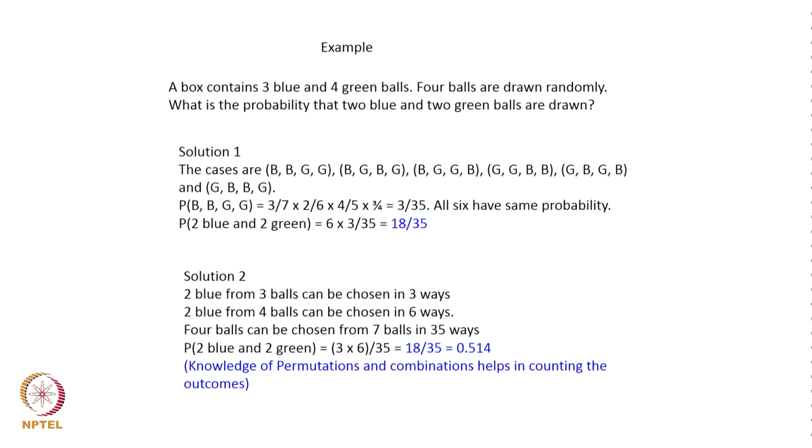4 balls out of 7 can be chosen in 7C4, which is equal to 7C3, which is equal to 7 into 6 into 5 by 1 into 2 into 3, which is 35. Therefore, the probability is 3 into 6 by 35, which is 18 by 35, which is 0.514. So, knowledge of permutations and combinations helps in counting the outcomes. So, this is another way of solving these kind of problems.